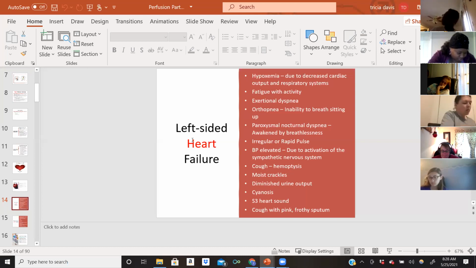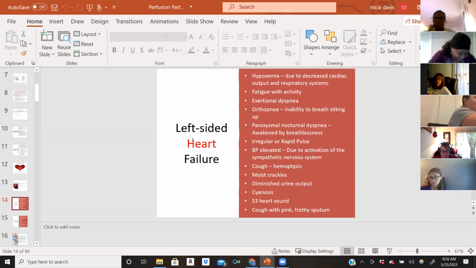Further down the line, if the compensatory systems don't work and it is left untreated, it can become irregular as things become worse and death is more imminent. We're going to see an elevation in blood pressure due to that activation of the sympathetic nervous system. Your patients may have a cough. They might have a bloody cough. We're going to hear moist crackles. We're going to see diminished urine output, might see cyanosis.